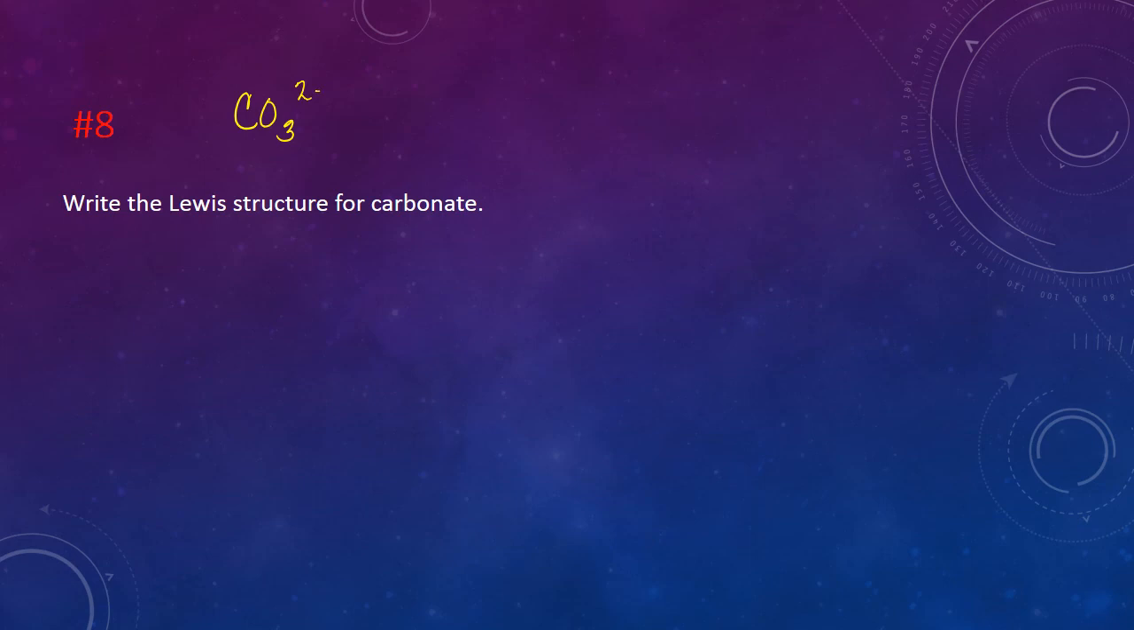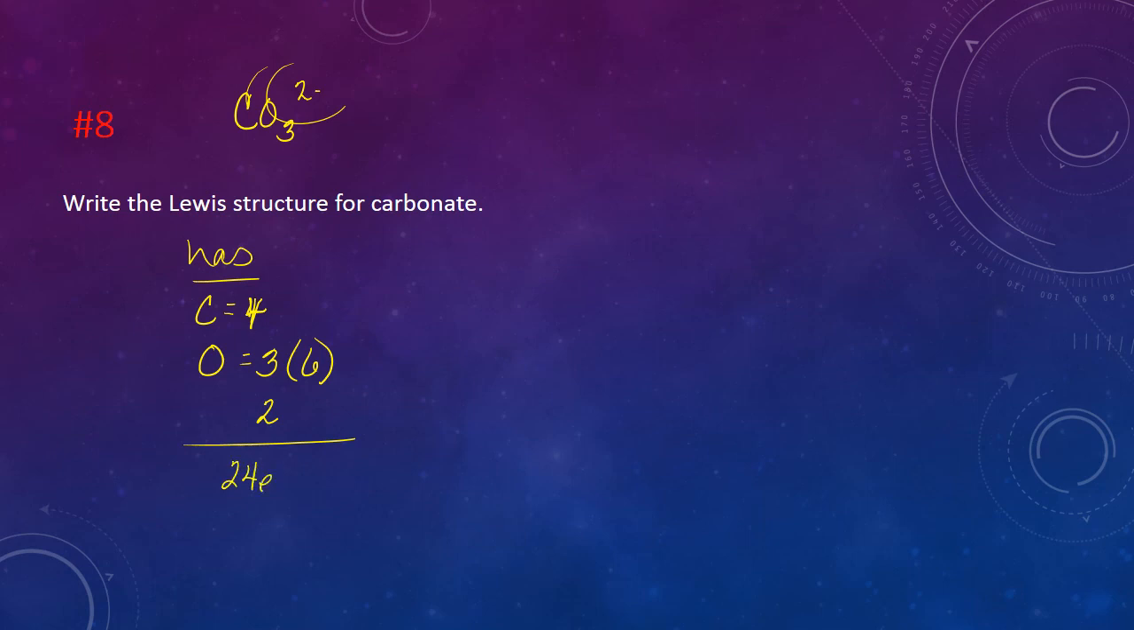And just like before, we need to figure out how many valence electrons this has. Well, carbon, there's 1 of them, and it has 4 valence electrons. That really is a 4. And oxygen, there are 3 of these guys, and they each have 6. And this -2 means that this ion has gained 2 electrons. So we have to include those 2 here. So we end up with 24 valence electrons.